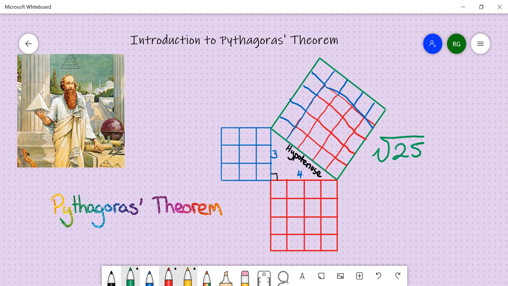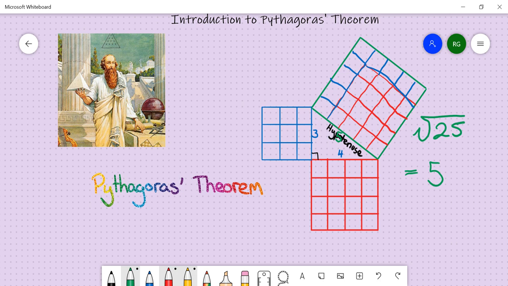The root of a number is the opposite to squaring it. So you can think, what number squared will equal 25? And the answer is 5, because 5 times 5 is 25. That tells us that the hypotenuse is 5, and we can see that from that image.